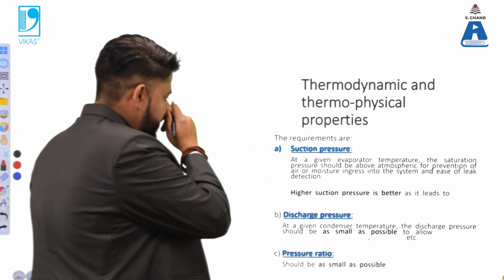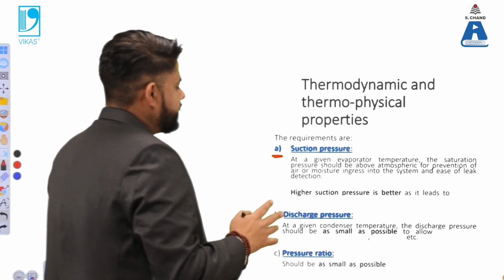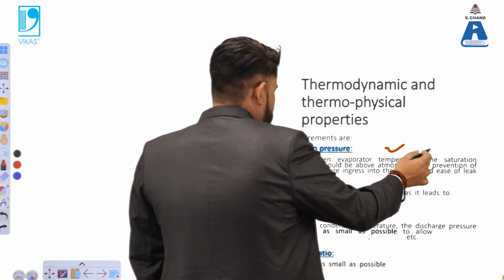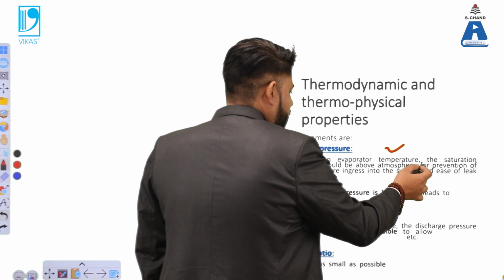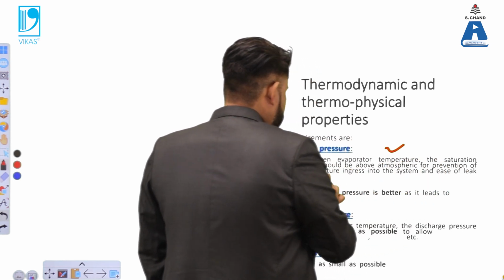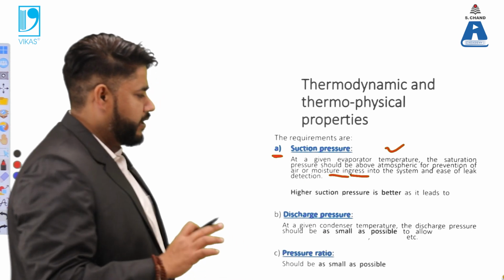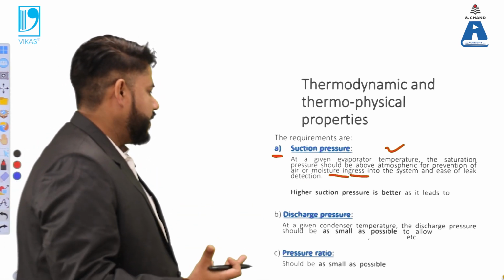Now if we talk about the thermodynamic and physical properties related to that refrigerant, the first and foremost property is the suction pressure, because it would be used in the refrigerating system. At a given evaporator temperature, the saturation pressure should be above atmospheric pressure, for prevention of air or moisture entering the system. So it should have a higher suction pressure.